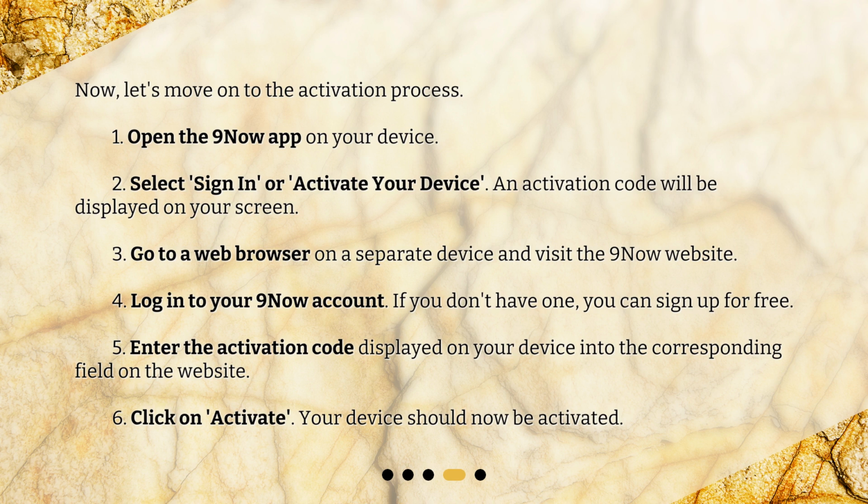3. Go to a web browser on a separate device and visit the 9 Now website. 4. Log in to your 9 Now account. If you don't have one, you can sign up for free. 5. Enter the activation code displayed on your device into the corresponding field on the website. 6. Click on Activate. Your device should now be activated.